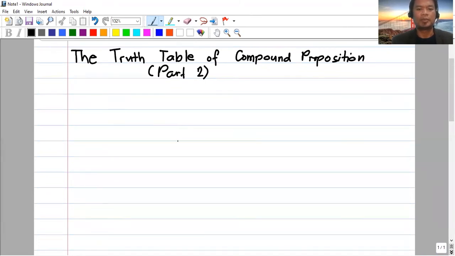This is our example for the truth table of compound proposition, which is part 2 of the discussion, in which there are also 3 given problems to be solved here using the truth table.